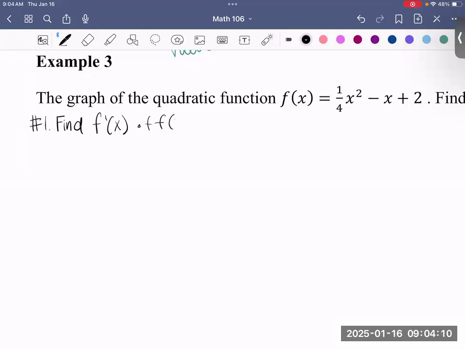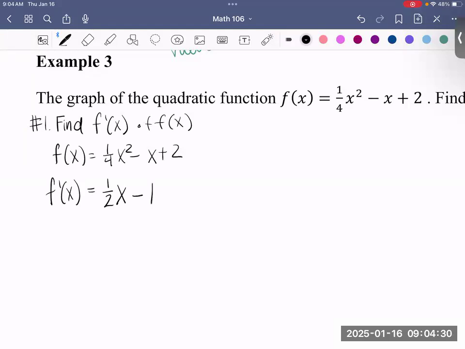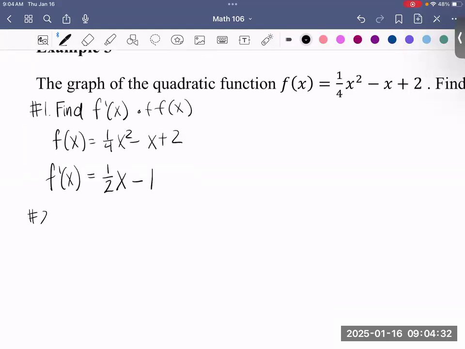of f of x. So if we have f of x is 1/4 x squared minus x plus 2, your first derivative, we drop down the 2 and divide, and now we have 1/2 x to the first minus 1. So this is our first derivative. Step 2, we now set your first derivative equal to 0. So those first few steps remain the same.